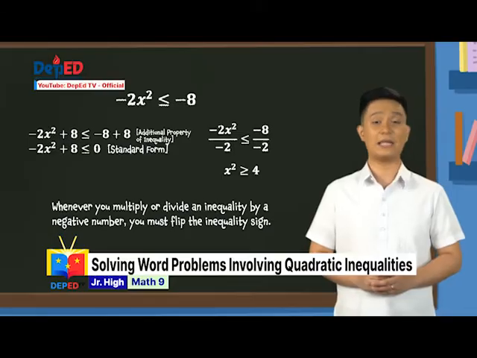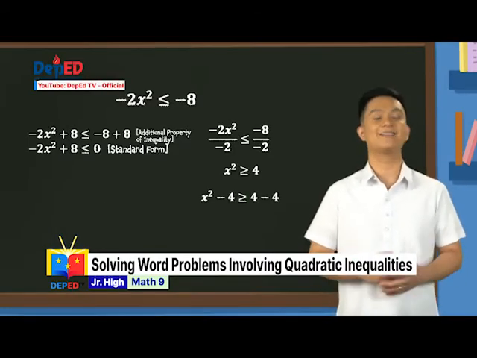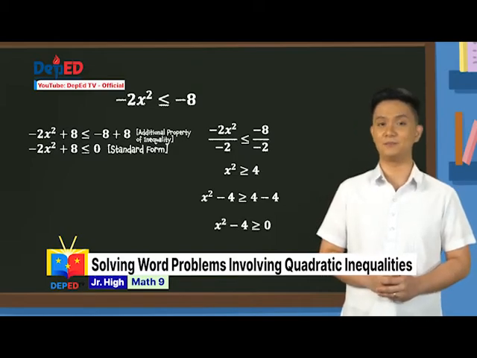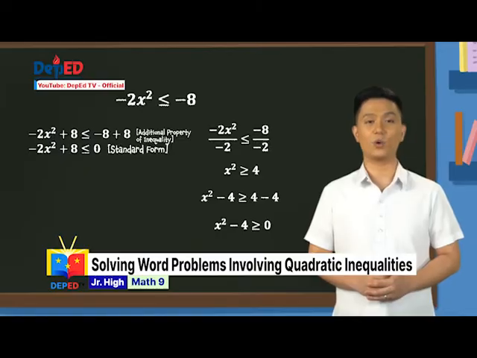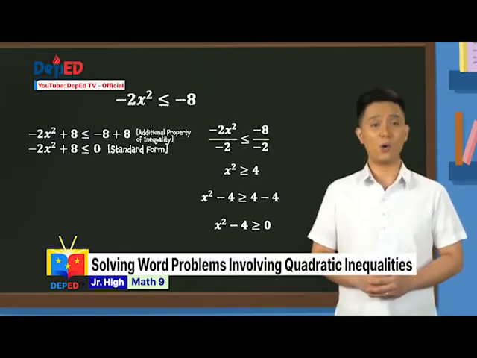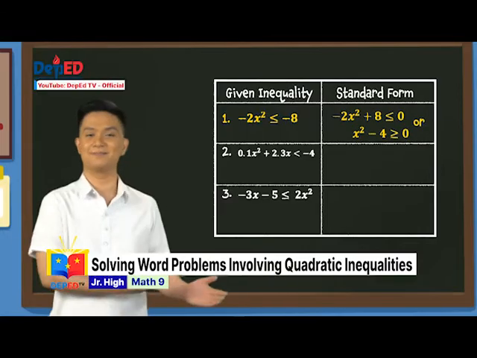The next step is to decrease both sides by 4. And there, the standard form is achieved. So, negative 2x squared is less than or equal to negative 8 can also be written as x squared minus 4 greater than or equal to 0. Let's record this in the table.